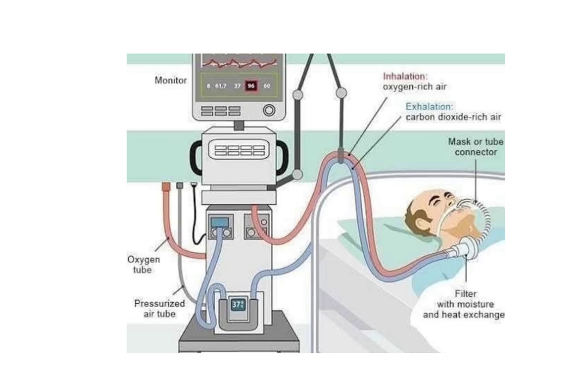Now let's move on to the basic ventilator settings every nurse should know. The first setting is FiO2, the fraction of inspired oxygen. It controls how much oxygen the ventilator gives to the patient, and usually ranges from 21% to 100%. Next is tidal volume, or TV. This is the amount of air delivered to the patient with each breath. It's usually based on the patient's ideal body weight, around 6 to 8 milliliters per kilogram.